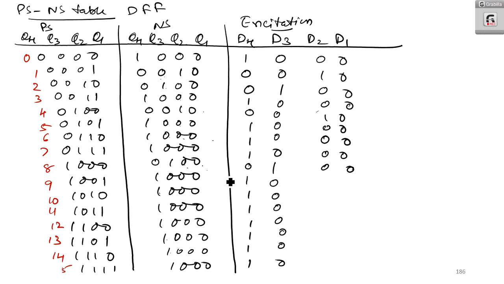Then here also you will get 0, 0, 0, 0. Now all others are 0, right? So you write 1, 2, 3, 4, 5. Now let me check the expression of D4. So to derive the expression of D4, I need a K-map.